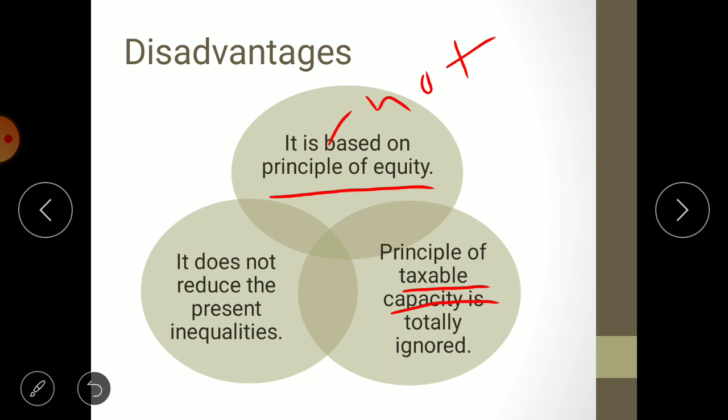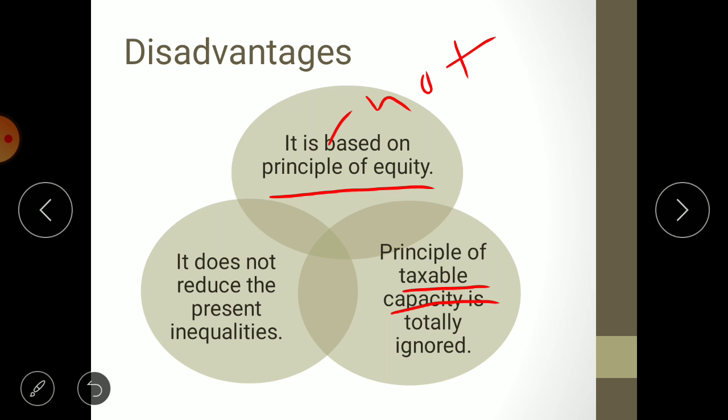According to the principle of taxable capacity, you should charge more from the rich class and less from the poor class. But here we are charging the same percentage rate from everyone, and because of that, the poor have to suffer much because of their lower income, and as a result, the rich will become richer and the poor will become poorer. And how can we say that this method is a good taxation system? Not at all. Proportional taxation system is not at all good because it will increase the gap between rich and poor. Rich will become richer and poor will become poorer.